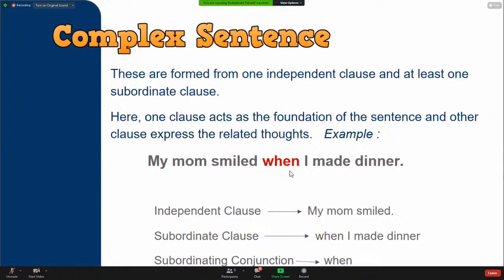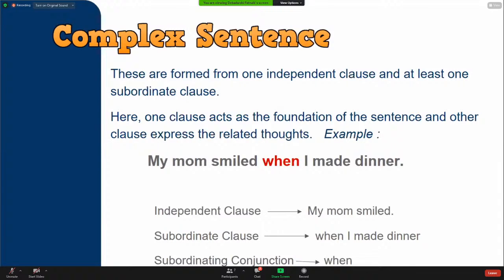నేను అన్నం తినేటప్పుడు మా మమ్మీ నవ్వింది, in Telugu. Okay, मेरे को कुछ समझ में नहीं आया. In Telugu, నేను డిన్నర్ భోజనం చేస్తున్నప్పుడు మా మమ్మీ నవ్వింది. స్మైల్, నవ్వడం. Okay. Can you translate this? When I made dinner. ఎప్పుడైతే నేను తింటున్నానో అప్పుడు తను నవ్వింది.